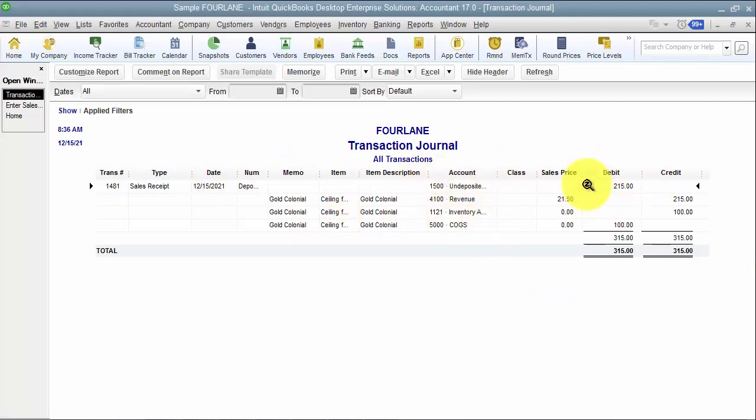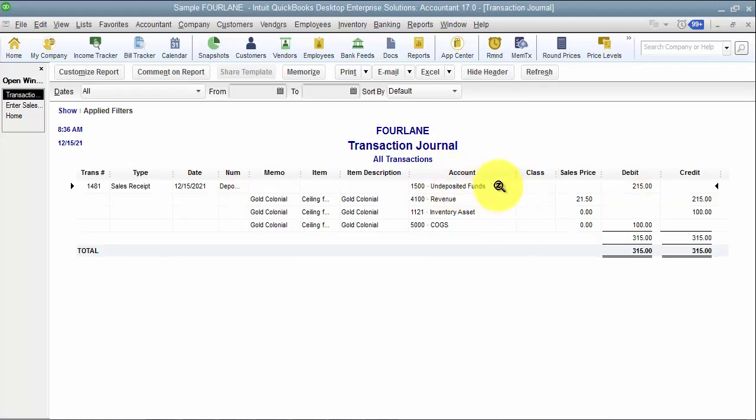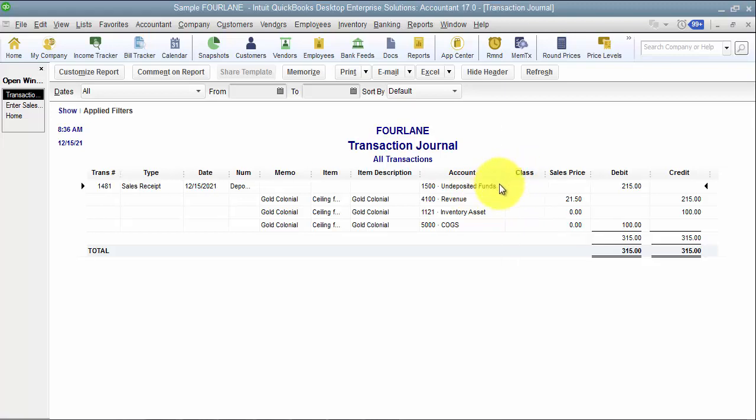So we are debiting undeposited funds, meaning undeposited funds is going up. When you deal with an invoice, the first line debit is accounts receivable. So that's what makes a sales receipt different: you can debit a cash account or an undeposited funds type of account instead of debiting accounts receivable.